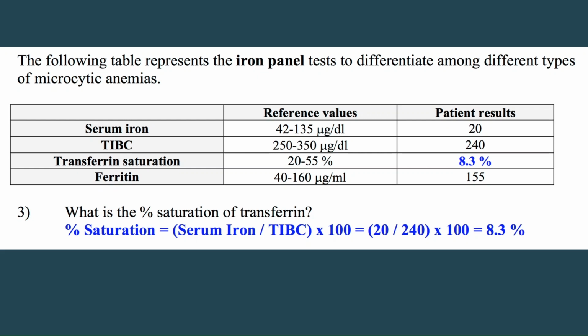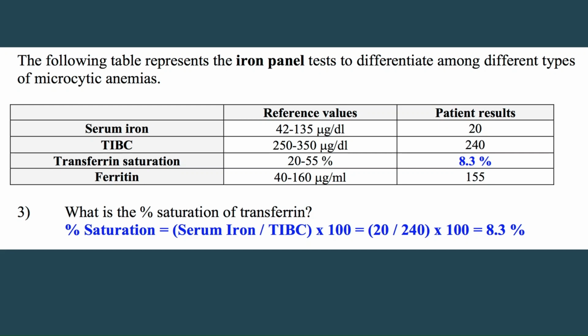This picture shows the test and reference value. The reference value for serum iron is around 42 to 135 microgram per dL. For TIBC, 250 to 350 microgram per dL. For transferrin saturation, it is 20 to 55%. For ferritin, it is 40 to 160 microgram per mL.